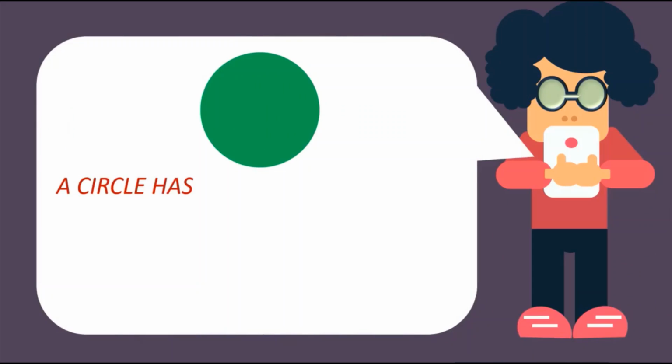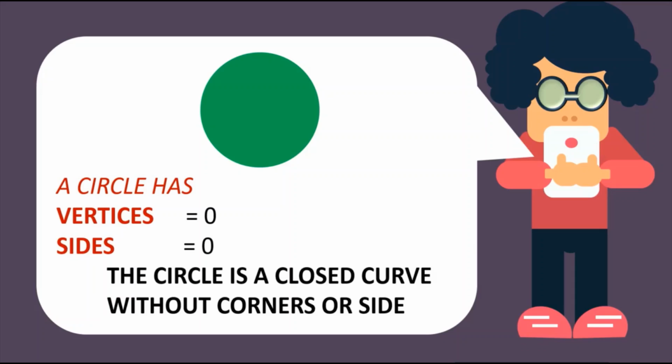And finally, we come to a circle. Now, a circle has no vertices. You can very well see in the figure. It has no vertices, that is no corners and no sides. It is a closed figure without corners or sides.